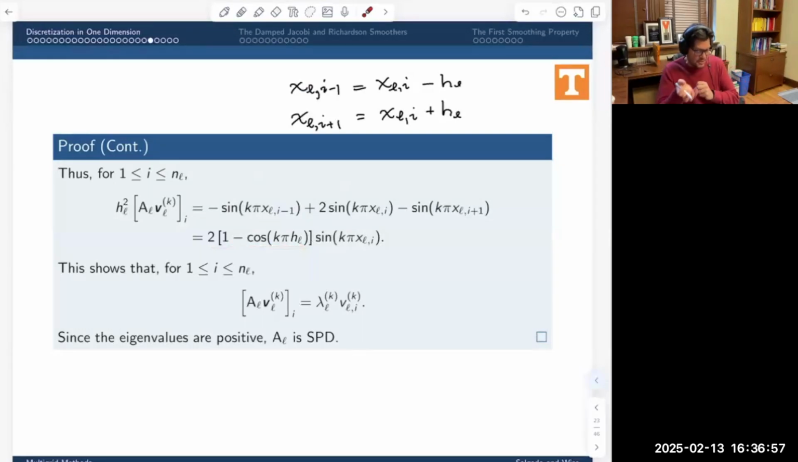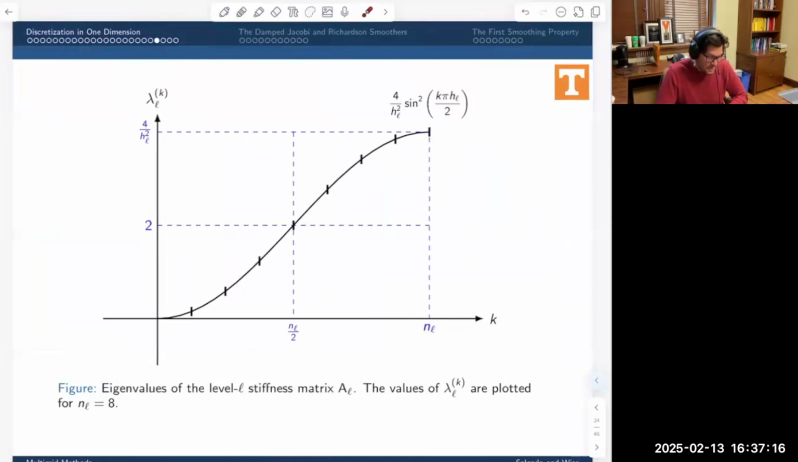Now a quick plot shows us that all of these eigenvalues are positive, and I'll show you a plot of that in a moment. So if I can show that all of these are strictly positive, then I've got it. All my eigenvalues are positive. I have a symmetric matrix, so I have a symmetric positive definite matrix. So here's what the eigenvalues look like. If I plot them for the case NL equals 8, there are going to be exactly 8 eigenvalues: 1, 2, 3, 4, 5, 6, 7, 8. And of course, they satisfy this formula.